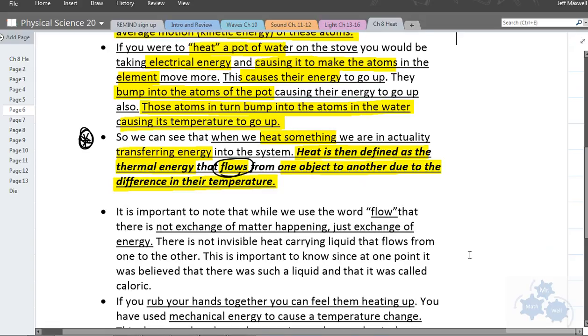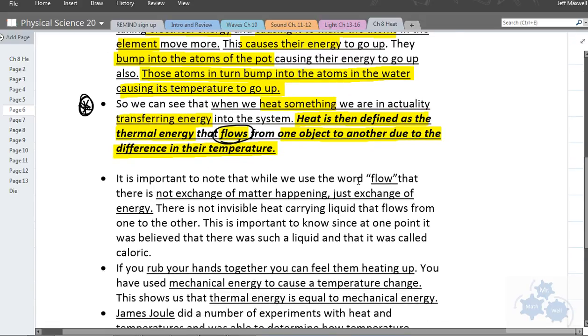It's important to note that while we use the word flow, there's not an exchange of matter. Flow does not mean there's an exchange of matter happening. It's an exchange of energy. There is not anything like an invisible heat-carrying liquid that flows from one to another. It's important to know this since at one point it was believed that there was such a liquid called caloric. That's where we get our term calorie from. But this was a belief that there was actually something physical that caused something to get hotter. So it's a flow of energy.